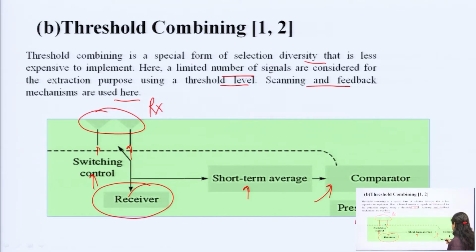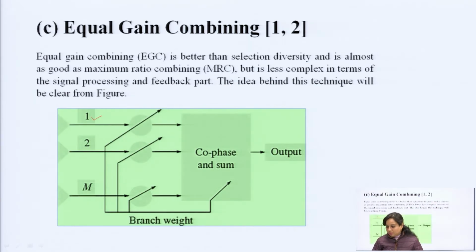To this comparator, there is a preset threshold value, which is going to compare whether that particular signal has been combined or not.